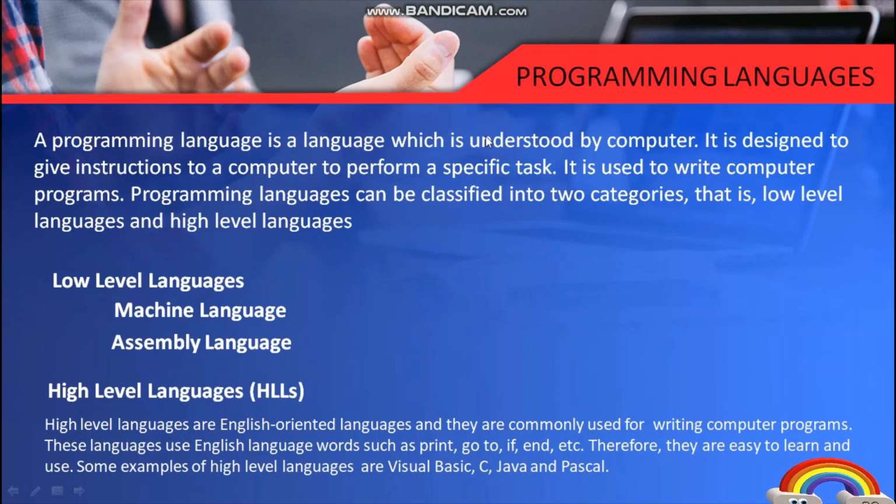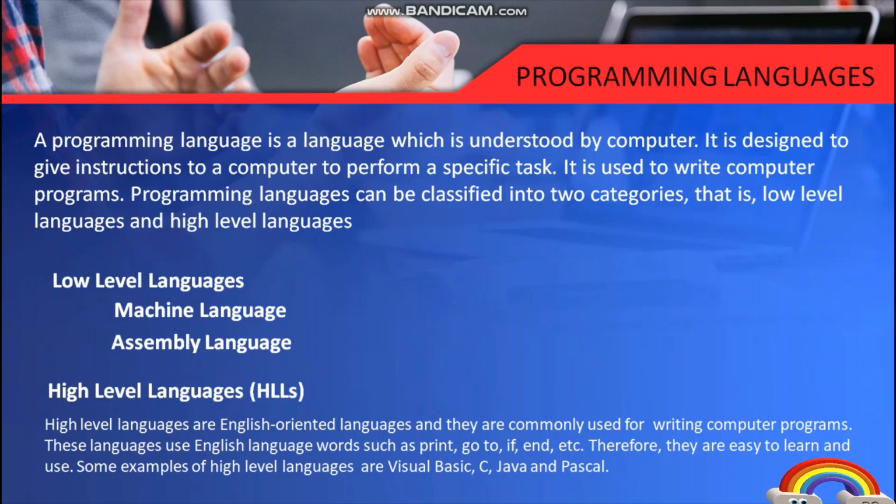So what are programming languages? As we discussed before, just like human languages, English, Urdu, Pashto, there are so many languages we use to communicate with each other. Similarly, programming languages are used to communicate with the computer. They are used to give instructions to the computer to perform a specific task. The user or programmer provides specific instructions to the computer to perform the specific task.